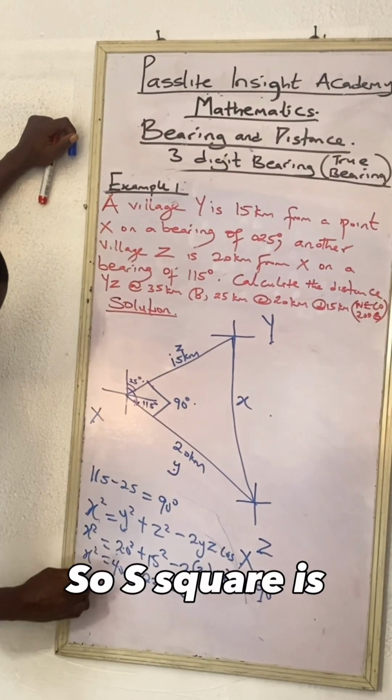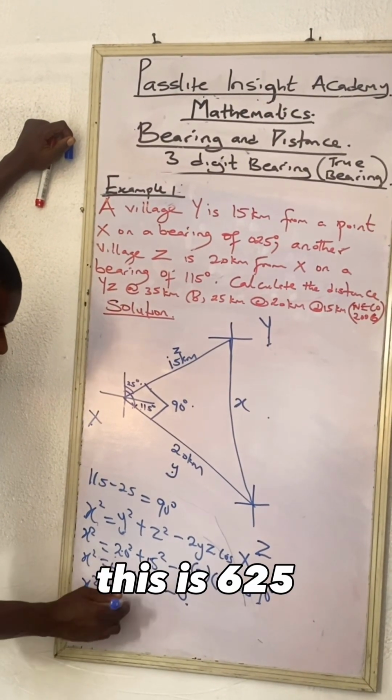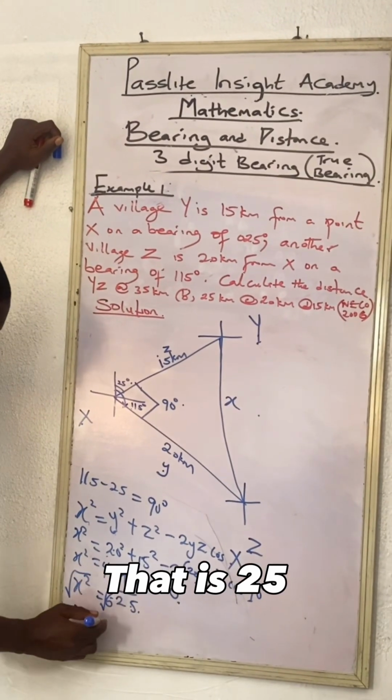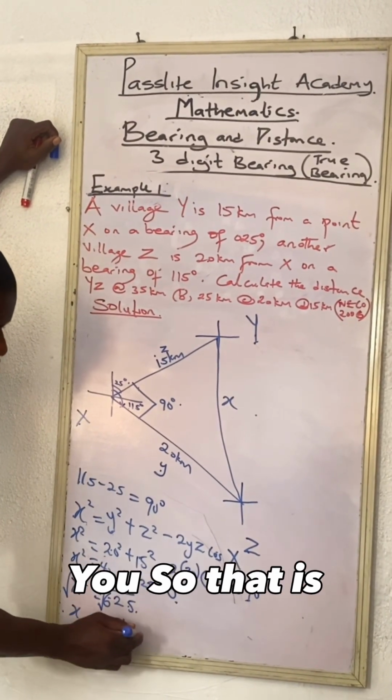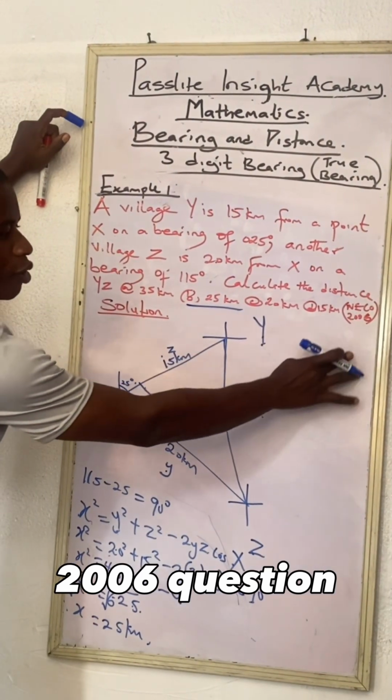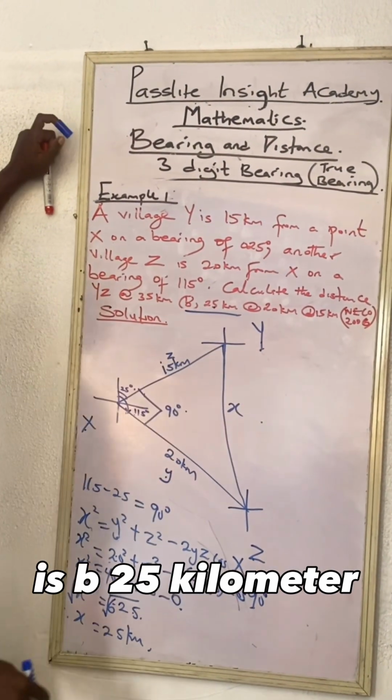So S squared is equal to 400 plus 225, which is 625. Square root both sides. S equals the square root of 625. That is 25 kilometers, so that is option B. NECO 2006, question 15. So the answer is B, 25 kilometers.